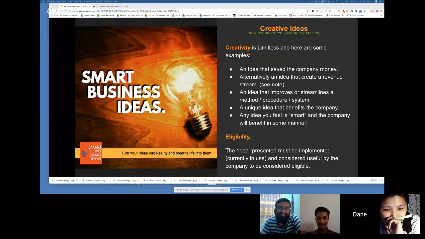Any questions though? Is there anything that needs to be explained? Any idea has its value. That's the amount up there. And it has to be in use to be eligible and then paid out in the next incentive payment.